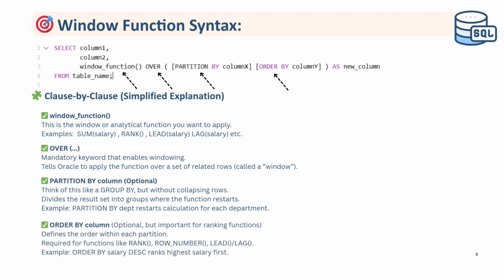Order by, optional but important for ranking. ORDER BY inside the window tells SQL how to sort rows within each partition. This is crucial for functions like rank and row_number, where order impacts the result.